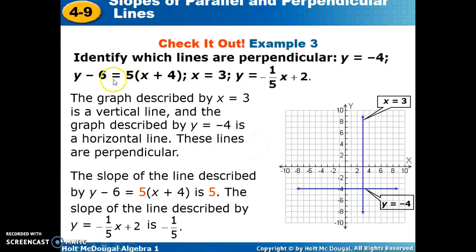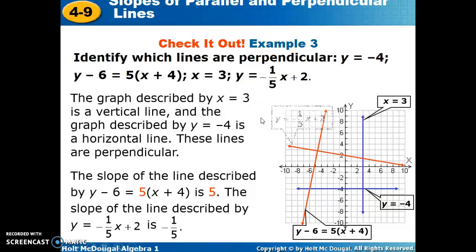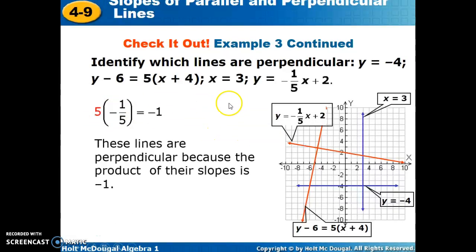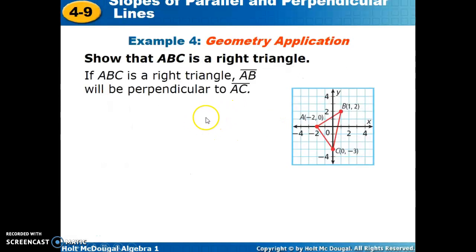In our point slope form, we can see distributing the 5 to both terms inside parentheses and then adding 6, we get y equals 5x plus 10, and a slope of 5 over 1 and a slope of negative 1 over 5 will also yield a pair of perpendicular lines. We can see that their product is negative 1.